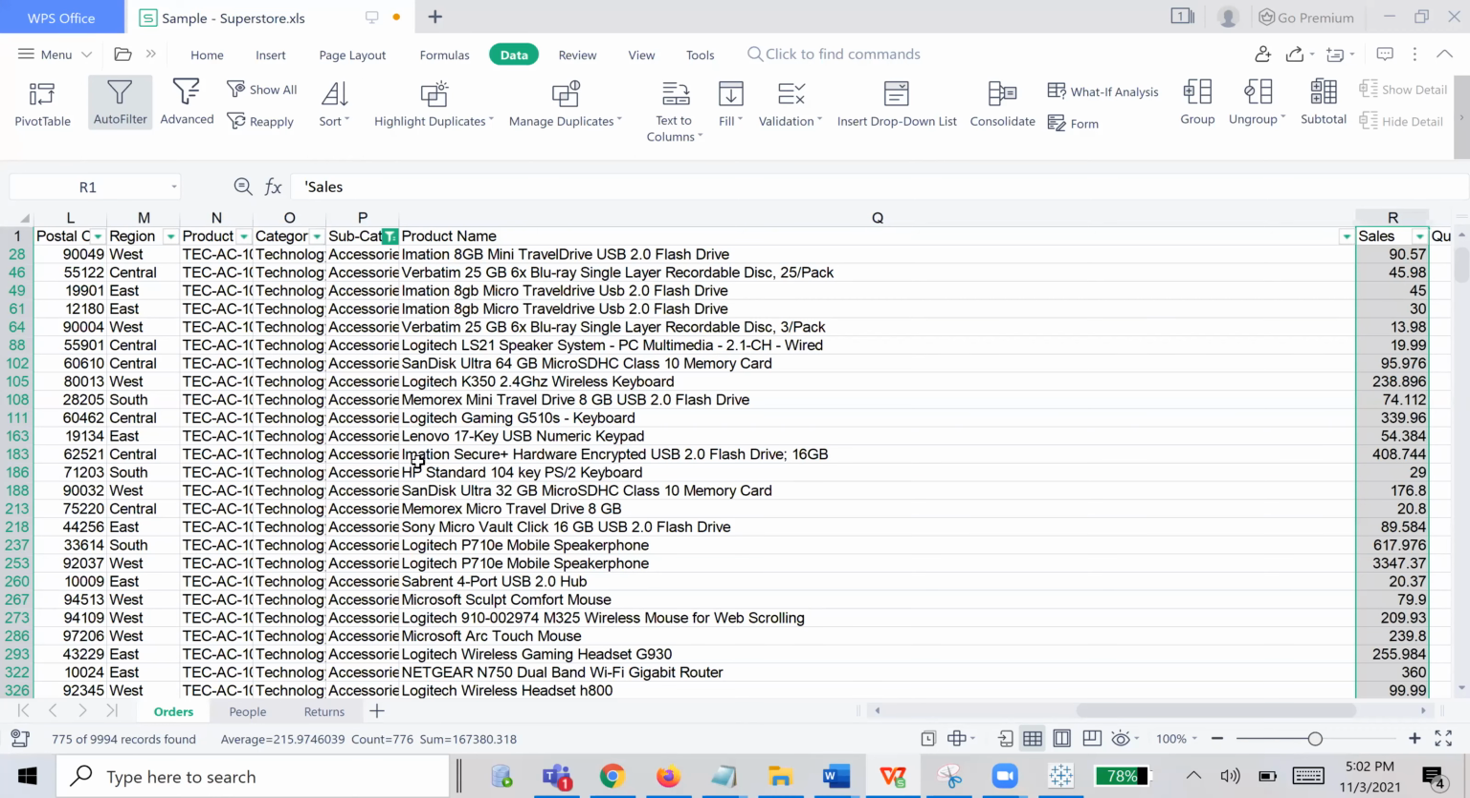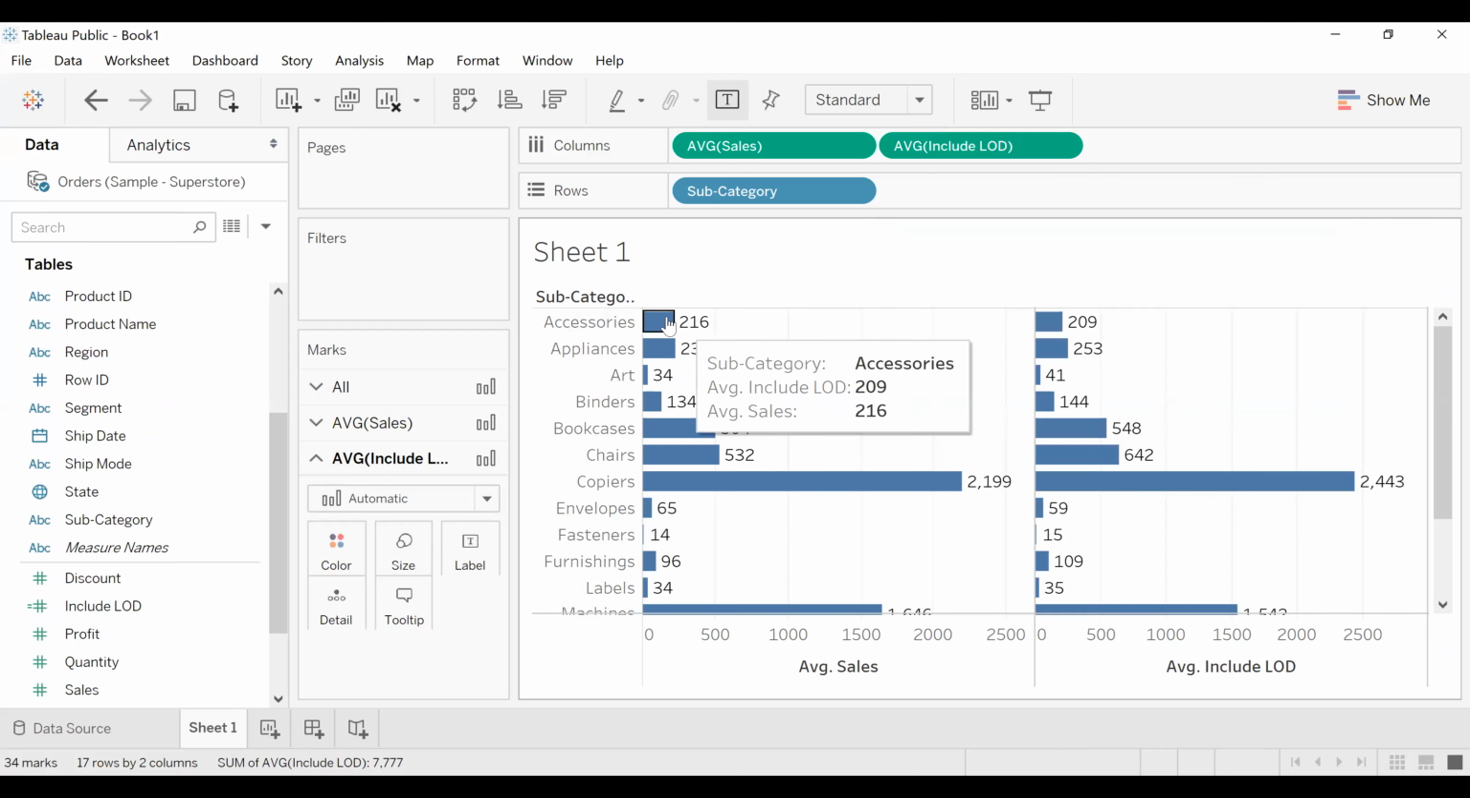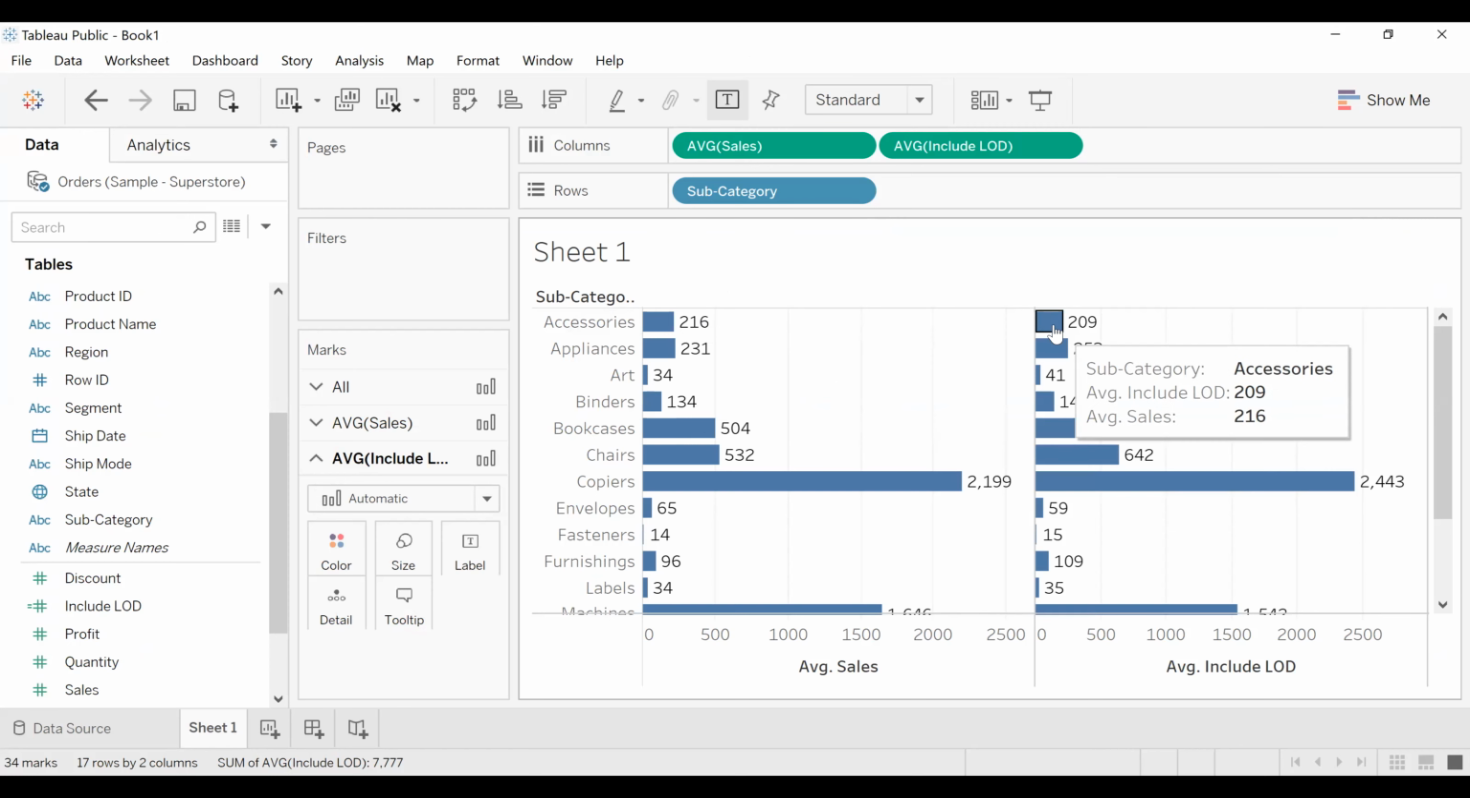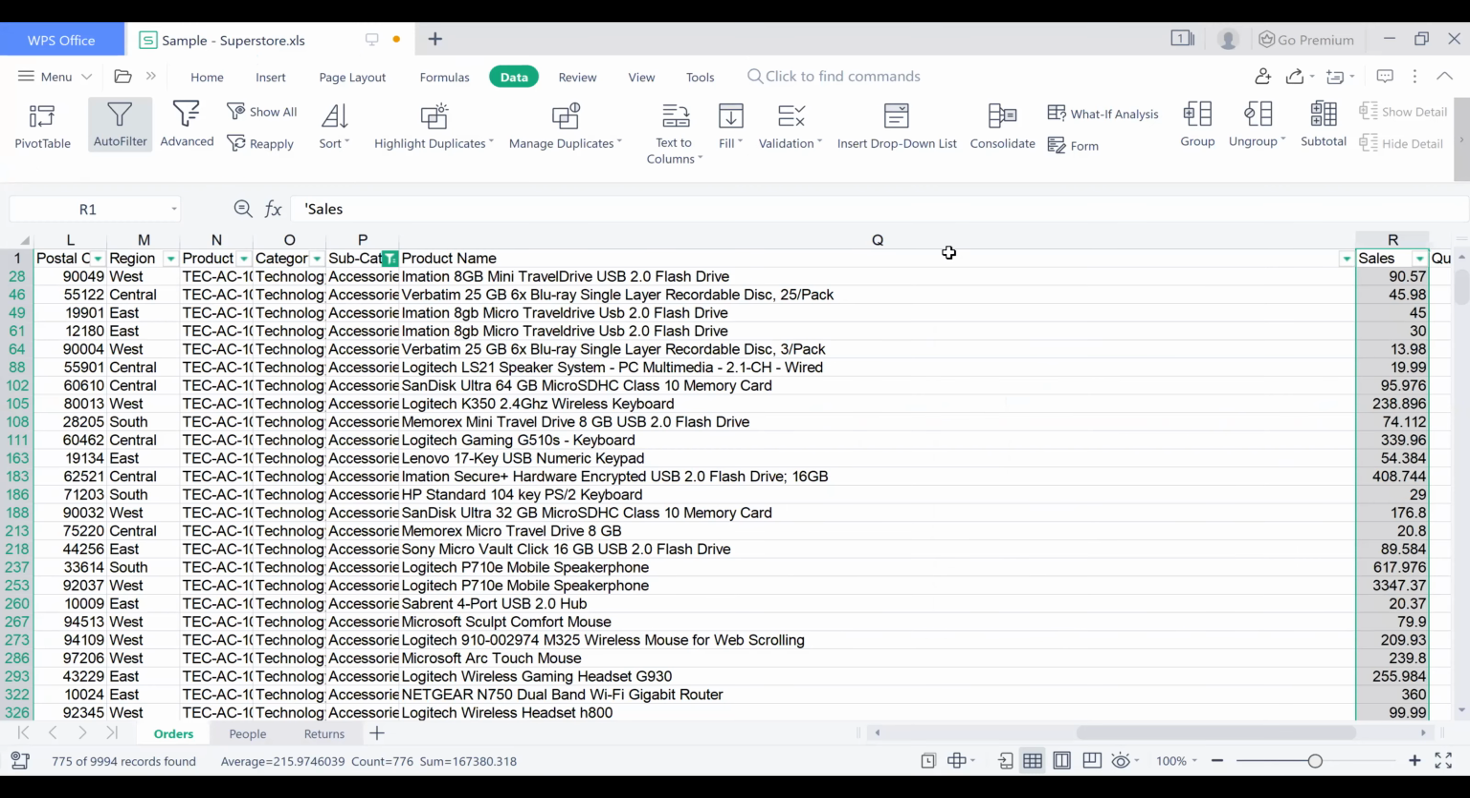So here what I'm showing is accessories. This is 216. This average is happening at the accessories level. Now I will show you the average which is happening at the state and accessories level, which is 209, right? Just remember this term, average of 209. So how is it calculating now? For this accessories, it is sales overall. And now I will select state also.